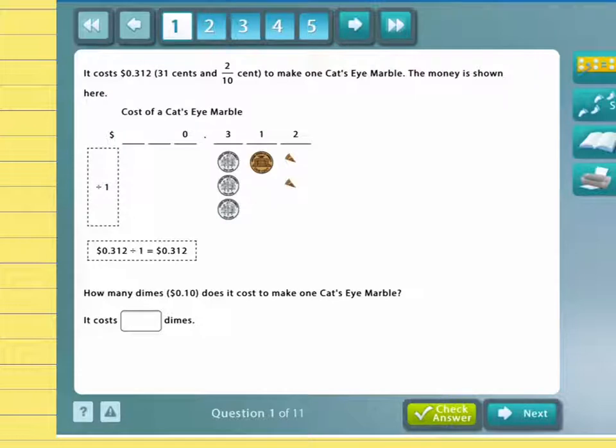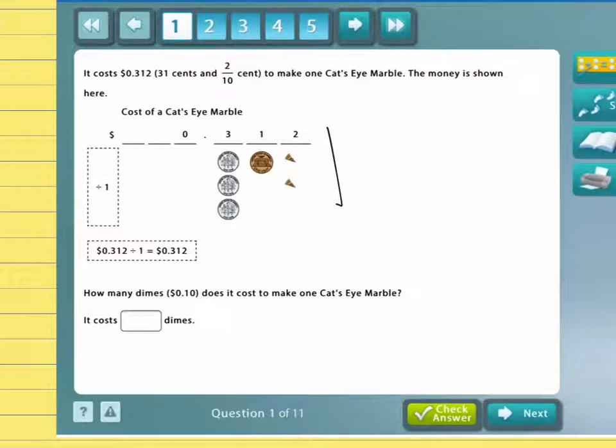If it costs 0.312 cents to make a cat's eye marble, and here's a model of the money it costs. If you divide that by 10 cents, by 0.1 or 1/10 or 10 hundredths, how many dimes does it cost to make one cat's eye? So there's two ways to do this. One is just to do a decimal shift.